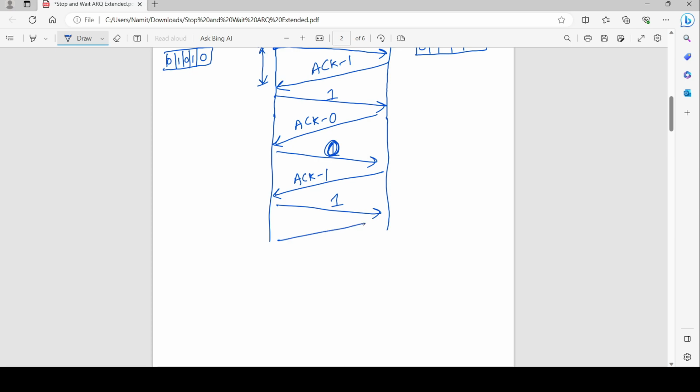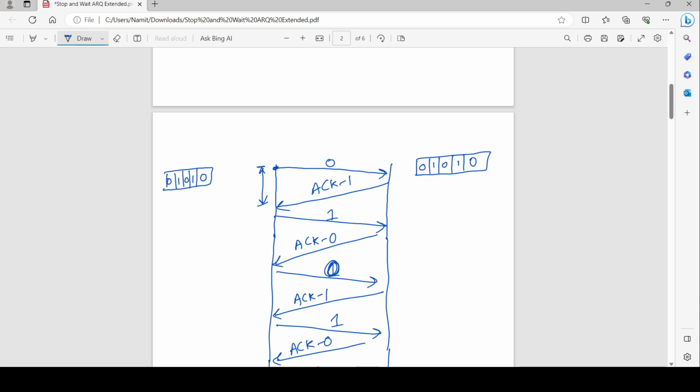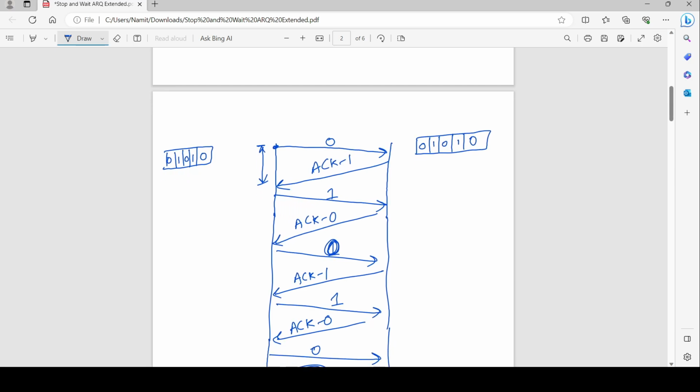Okay, receiver sends acknowledgement for 0. Got it? Now the moment this acknowledgement has been received, sender sends 0, and now we do not need anything, receiver just passes on the acknowledgement, as simple as that. Okay, got it? I hope this thing is clear to you.